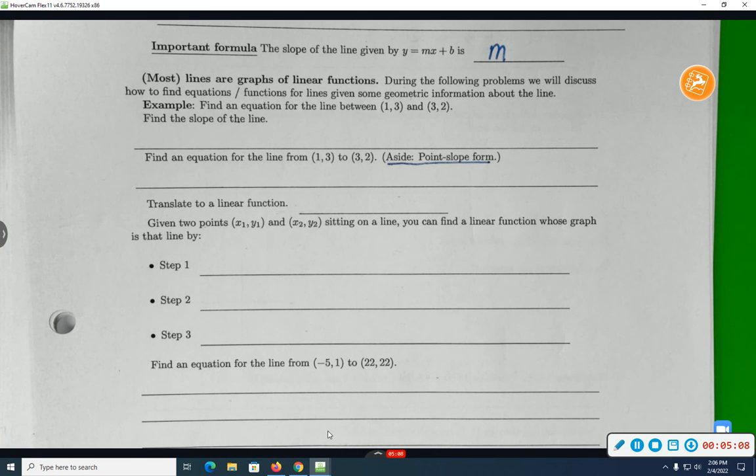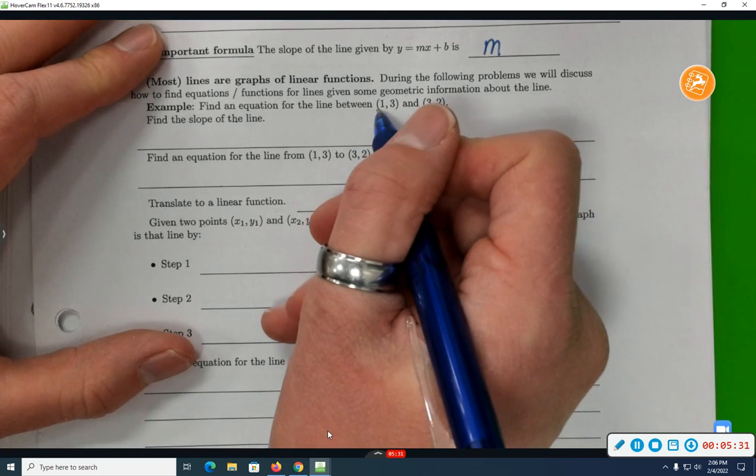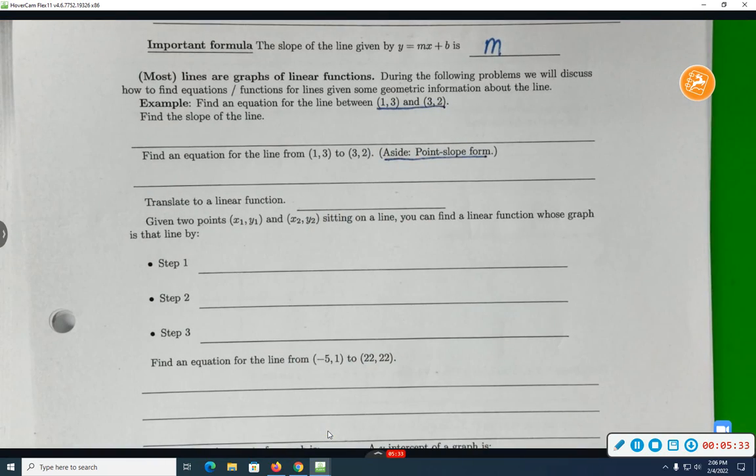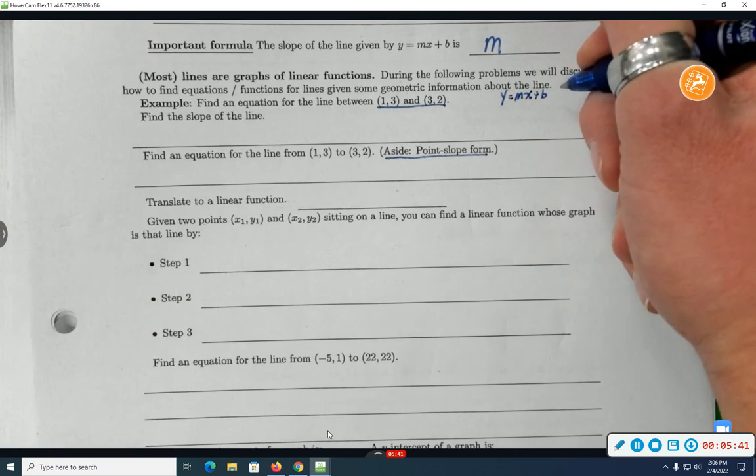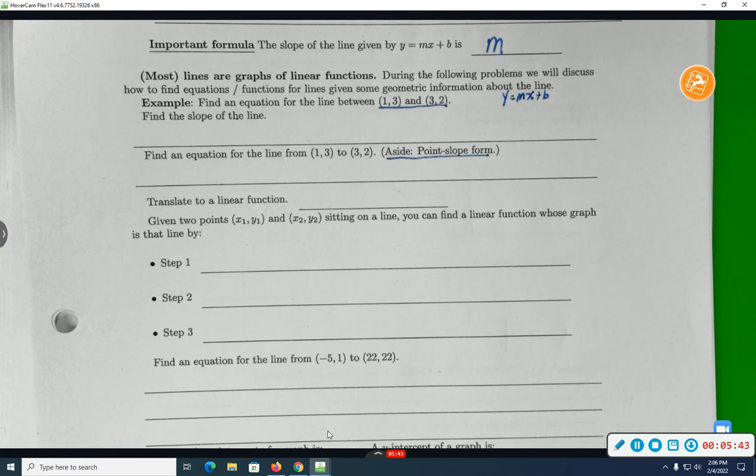So let's hit the next sub-goal. Any two facts should be enough to specify a line, but in particular, if I pick 2 points, there should be only one straight line between them. So I should be able to find an equation for the straight line between those 2 points. Let's do exactly that. Suppose you are asked to find an equation for the line between 1, 3, and 3, 2. So that is, get something in the form y equals mx plus b that passes through those 2 points.